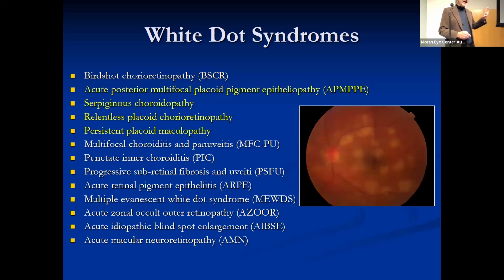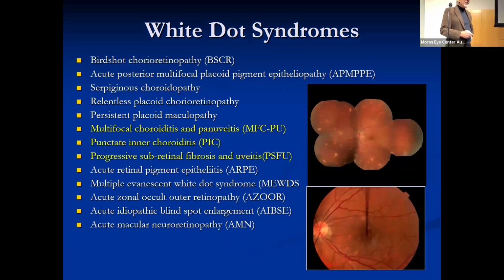Then I think you can group them into the placoid chorioretinopathies, which includes AMPPE, serpiginous, relentless placoid, and another entity called persistent placoid maculopathy. Some people think that these are a continuum of the same disease process. Similarly, for the multifocal choroidites, you have PIC, multifocal choroiditis and panuveitis, and progressive subretinal fibrosis and uveitis syndrome, which again is likely a continuum of a similar disease process, but it is useful to divide them clinically for treatment purposes.